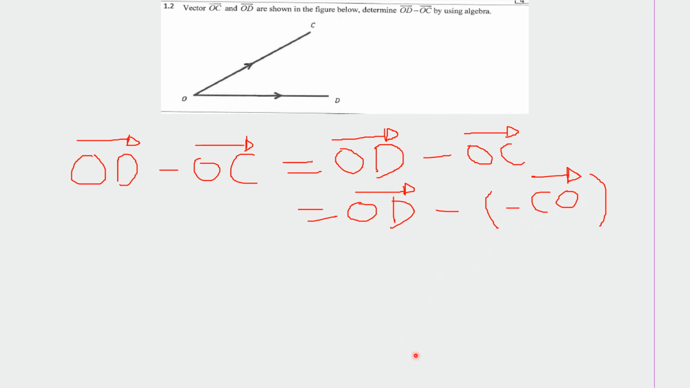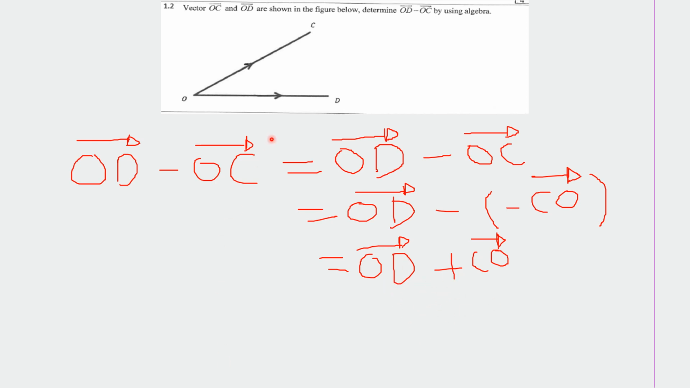Okay. So now you have this. You're going to write what? You're going to just simplify to say now you have OD plus CO. Okay. So now your expression in algebra has addition. So now you know if ever you are adding your vectors.